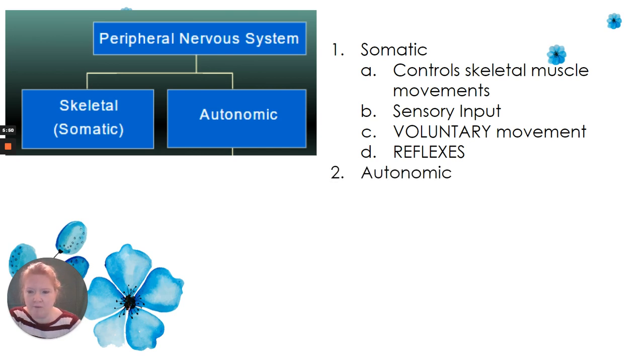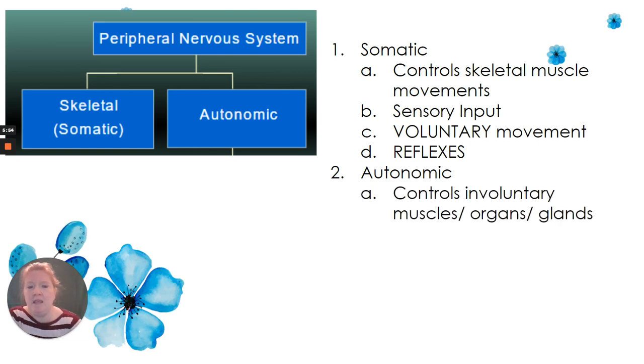And then we have the autonomic. So you think autonomic, kind of like automatic. It controls our involuntary muscles, so smooth and cardiac. It controls our organs. It controls our glands. All those things that you are not controlling voluntarily. So involuntary.